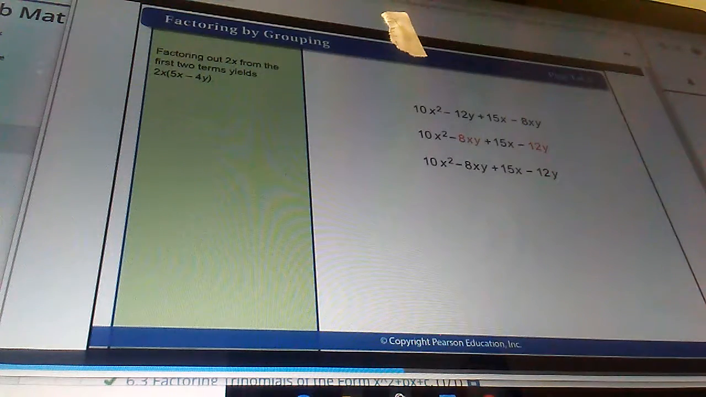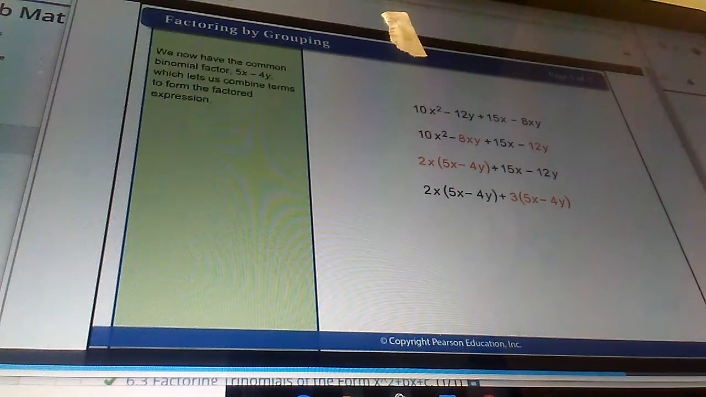Factoring out 2x from the first two terms yields 2x times (5x minus 4y). Factoring out 3 from the last two terms yields 3 times (5x minus 4y). We now have the common binomial factor, 5x minus 4y, which lets us combine terms to form the factored expression.